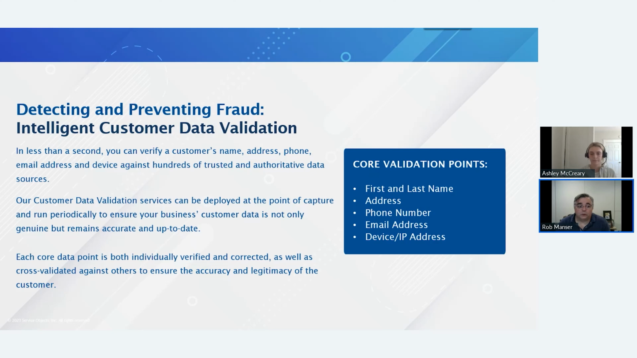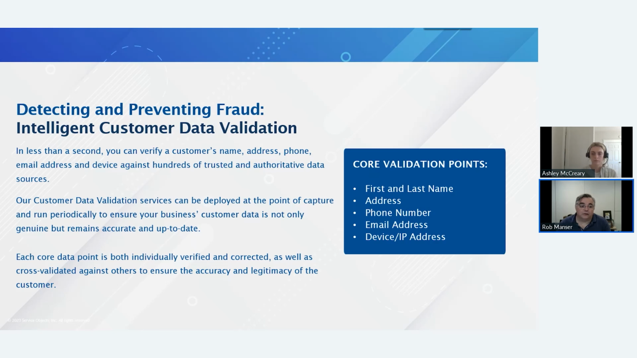And each of these core data points that we talk about, the name, address, phone number, email, and device, are all individually verified and potentially corrected if needed, as well as cross-validated against one another. And that ensures the accuracy and legitimacy of the customer. And so what I'd like to do is take a deeper look at each of the data points and how we deal with the validation of those.